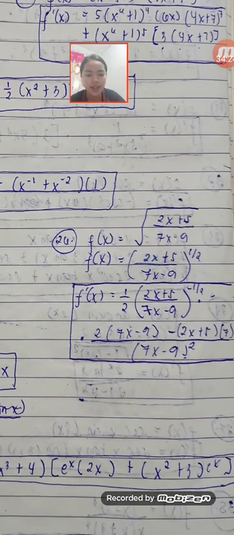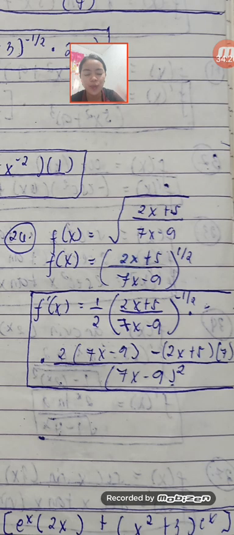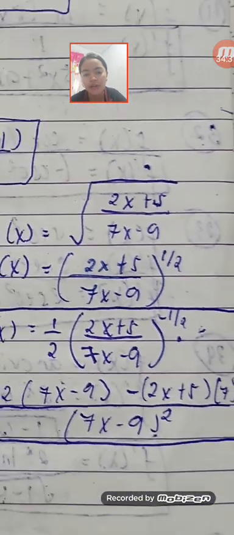So for item number 26, we don't need to be confused when it comes to radicals. We just need to simplify them first. So in simplifying this item, we come up with this. As you can see, it is 1/2.